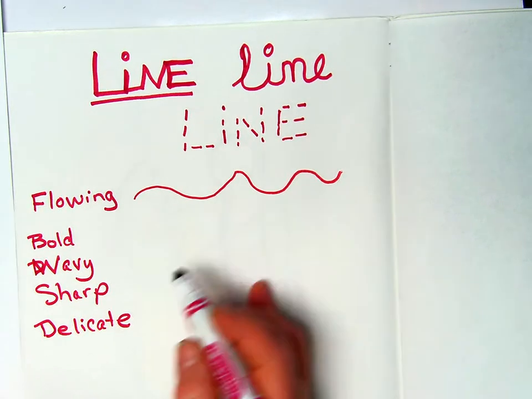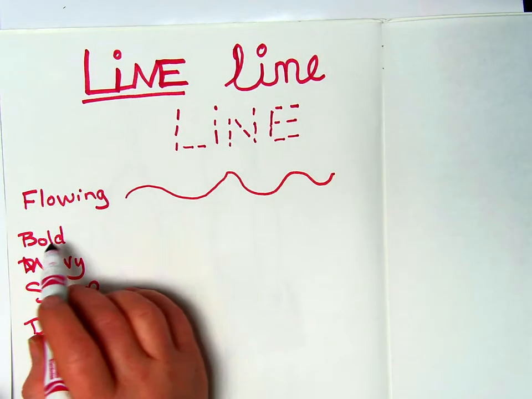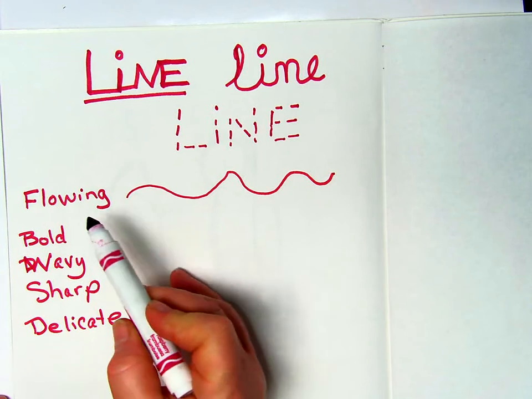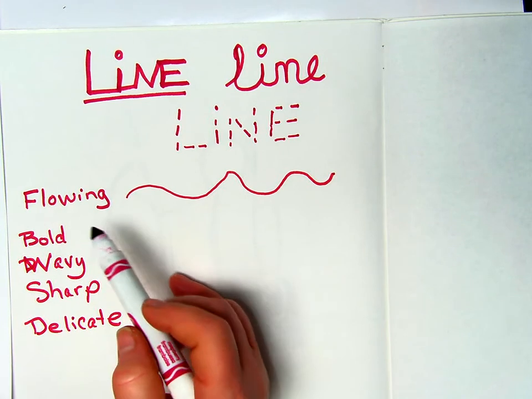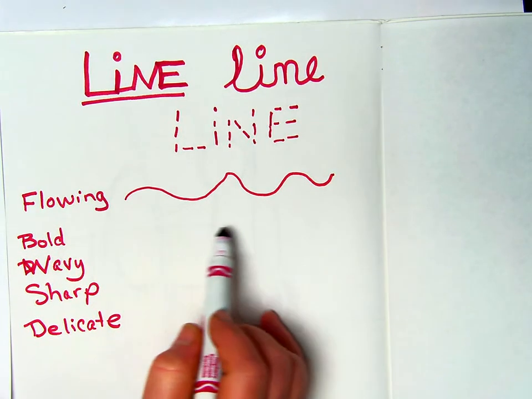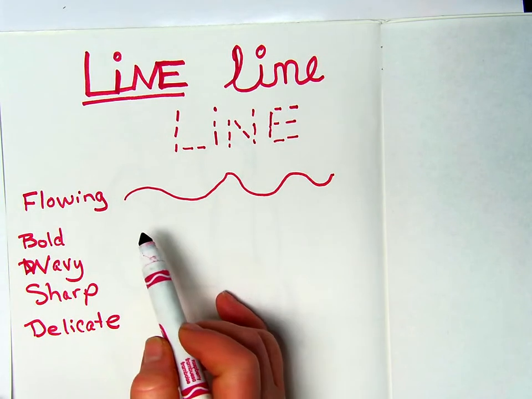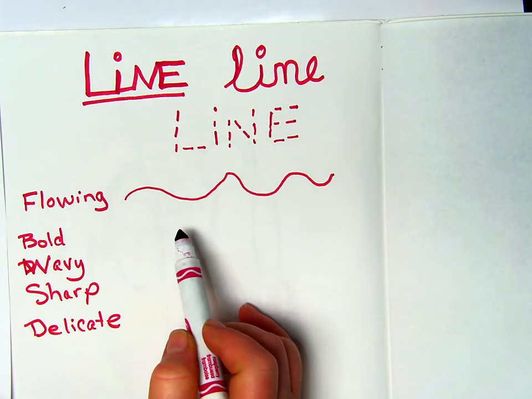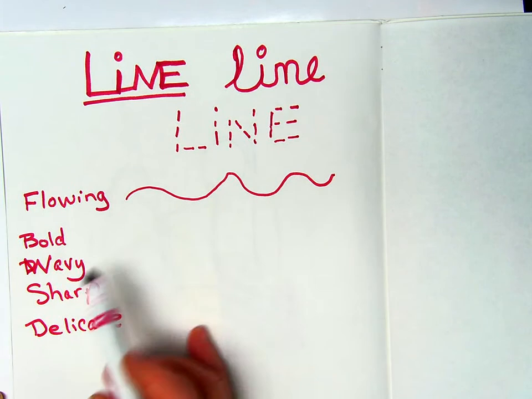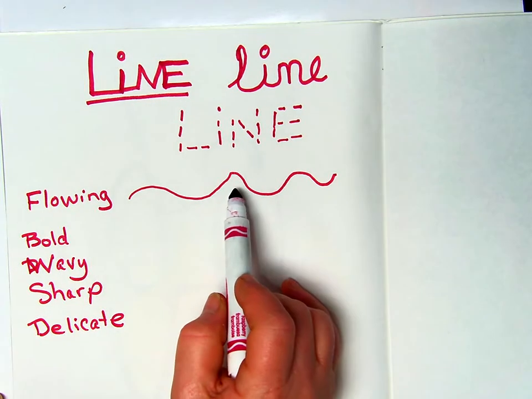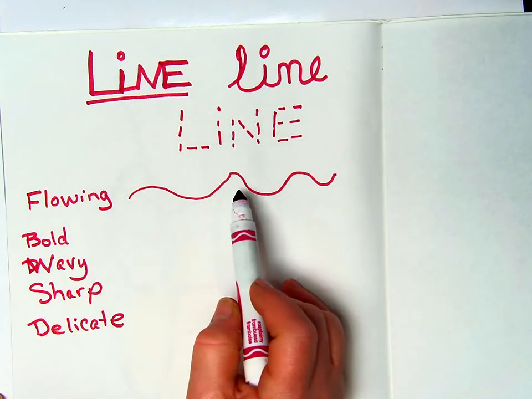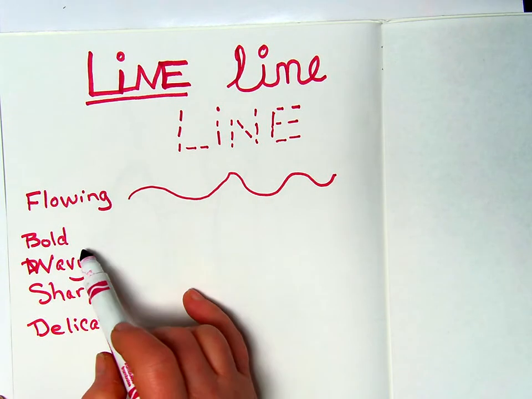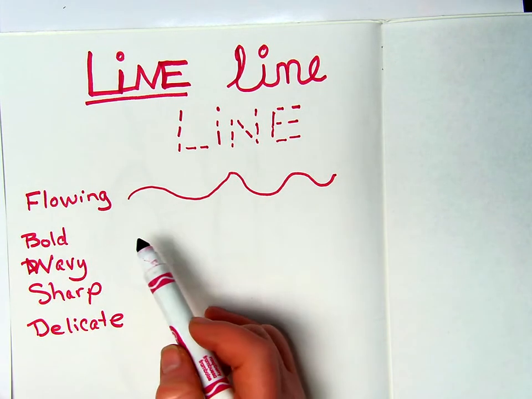Something like this. The difference between flowing and bold is going to be probably a thicker line, and it's going to be either a long straight line that's very, very thick. It could be a curvy line that's thick. Doesn't matter. Wavy, is that wavy? I think it might be, but could I make a different look to my wavy line? You have to come up with that.